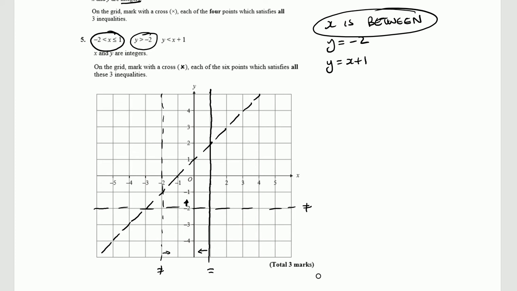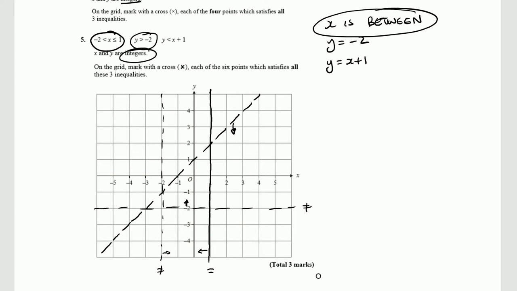Y is less than x plus 1: less than, lower, below. I want to be looking below that line. So I'm looking in between these two vertical lines, above the horizontal line and underneath the diagonal line. Again, we're looking for integer values, which are going to be crossing points on this grid, and marking with an X all the points to satisfy those conditions.